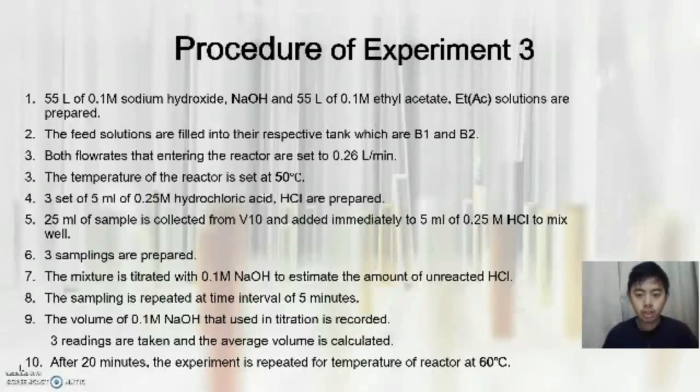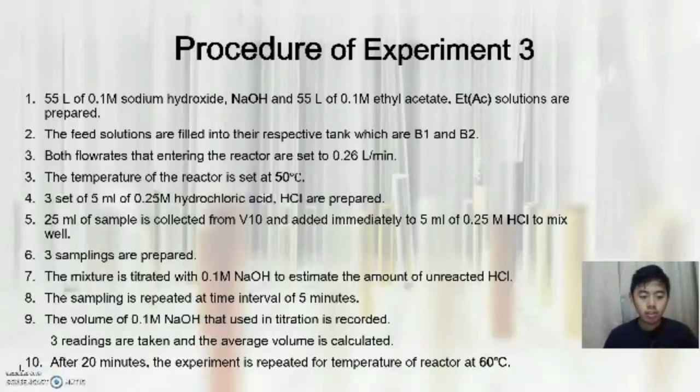The procedure of the experiment is as follows. First, 0.1 molar sodium hydroxide and 0.1 molar ethyl acetate are prepared. The feed solutions are filled into their respective tanks, and after that, the flow rates of the reactants are set to 0.26 liter per minute, and the temperature of the reactor is set to 50 degrees Celsius.